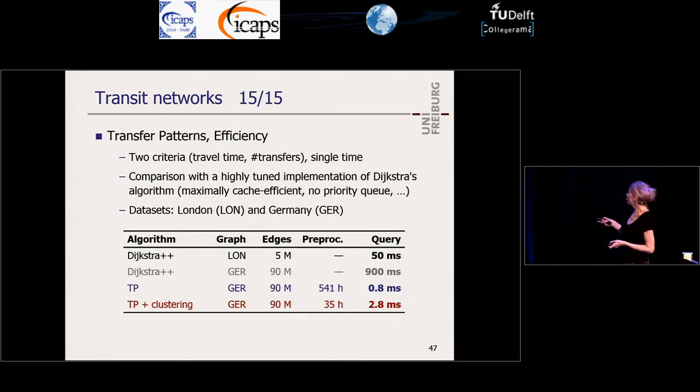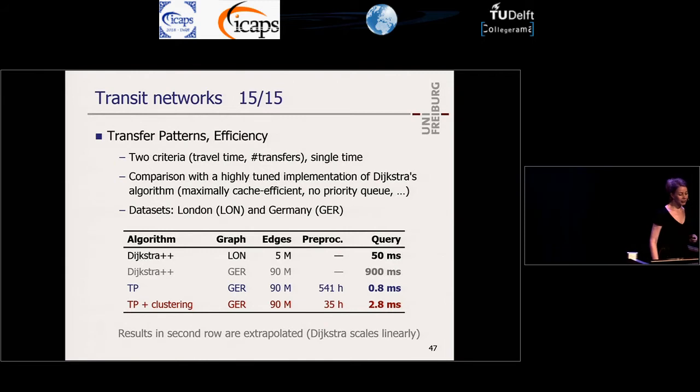So transfer patterns can do it. This scales. I've only shown it for Germany here, but it also works for larger ones; the query time doesn't change that much. Only this changes. That's of course 541 hours, but it's feasible, right? It's a hard problem. With the clustering, you can actually improve this. You pay a little more in query time. And it's actually work in progress right now to get this to work on larger graphs. And these results are extrapolated.